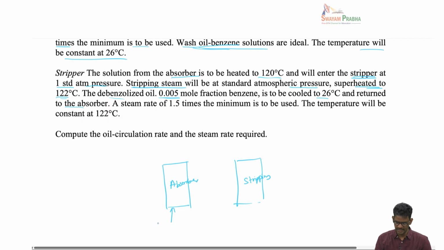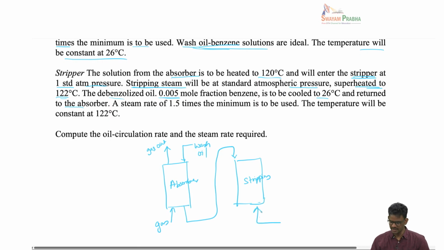So here gas goes in, and the gas is cleaned of benzene. Here the wash oil comes in, leaves here, and enters the stripping column. Okay, maybe not like this, it will probably go like this. Now you have a stripping gas.